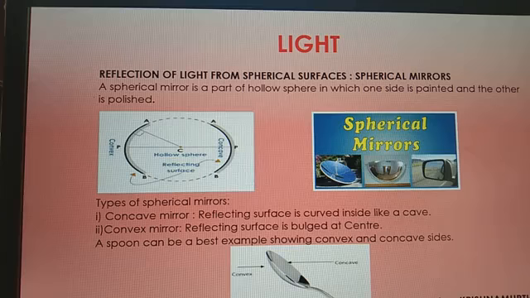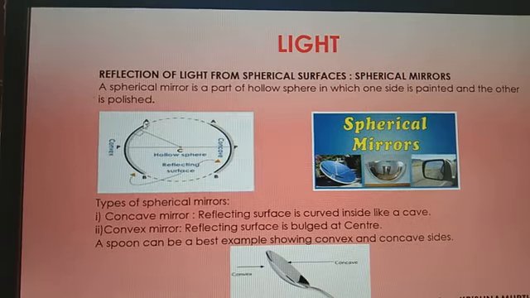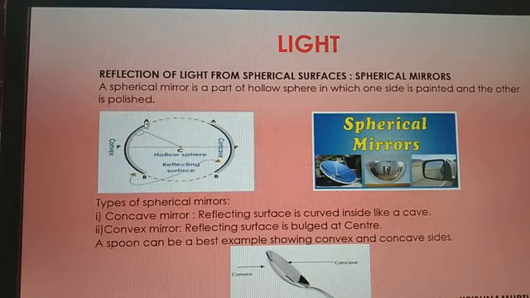A spherical mirror is a part of a hollow sphere in which one side is painted and the other is polished. As you observe from the figure, just imagine this is a part of a sphere, like a football or a cricket ball. A piece has been cut out, and one side is painted and the other side is polished. So it will become a spherical mirror.